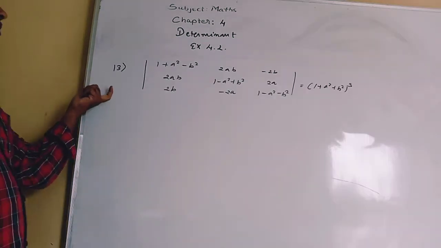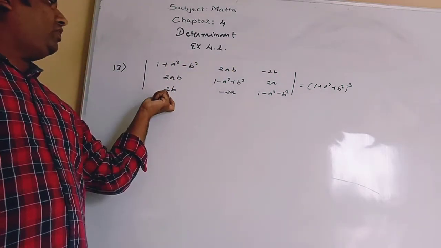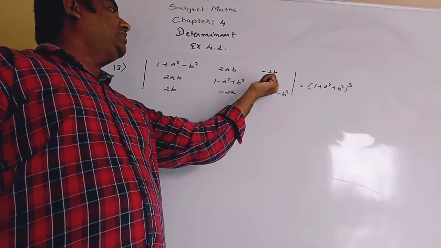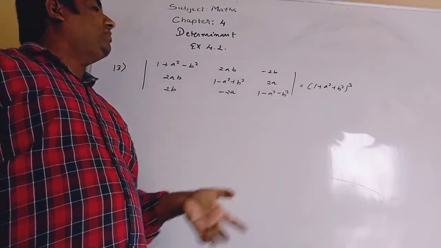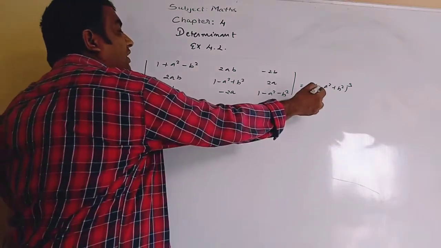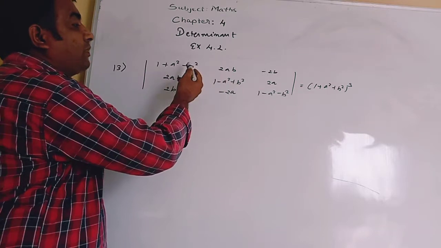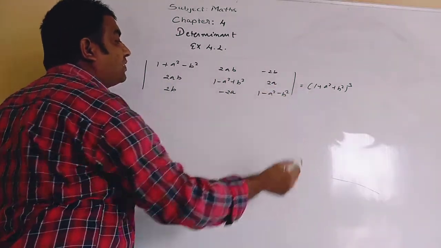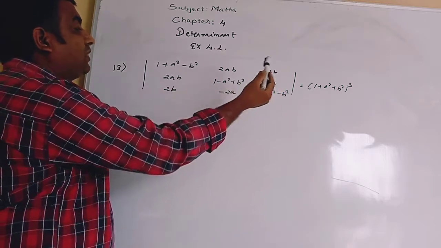Now the 13th question: the determinant |1 + a² − b², 2ab, −2b; 2ab, 1 − a² + b², 2a; 2b, −2a, 1 − a² − b²|. We have to show that its answer is (1 + a² + b²)³. So we have to try to get 1 + a² + b² as much as possible, and see, we have to try to make the other elements 0.